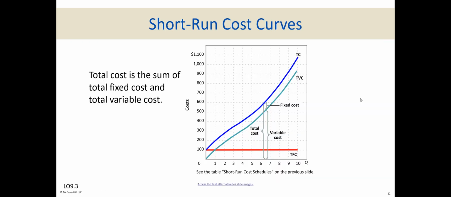And let's look at short-run cost curves. Here you will realize that the total cost curve is increasing and it starts at 100 because of the fixed cost. The variable cost curve is parallel to the total cost curve and it's increasing as well, but the total fixed cost curve is fixed. As you realize, it does not change with the level of output.